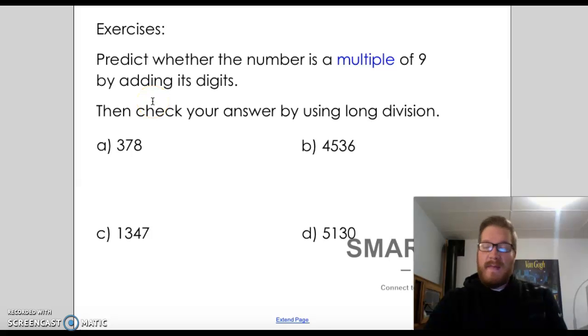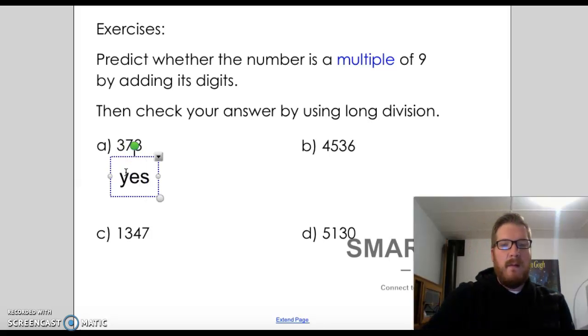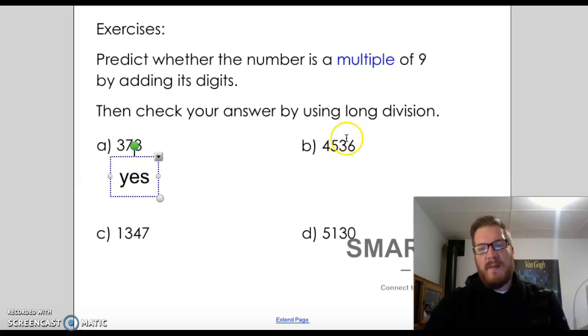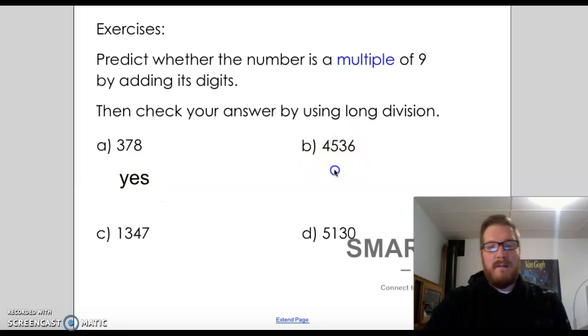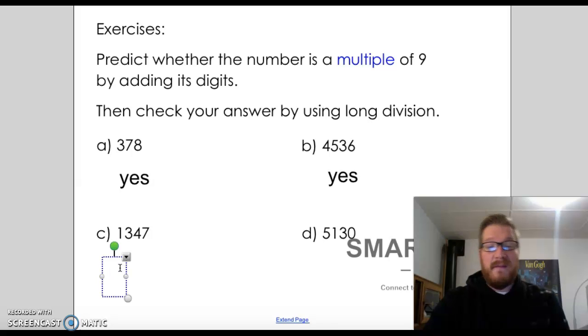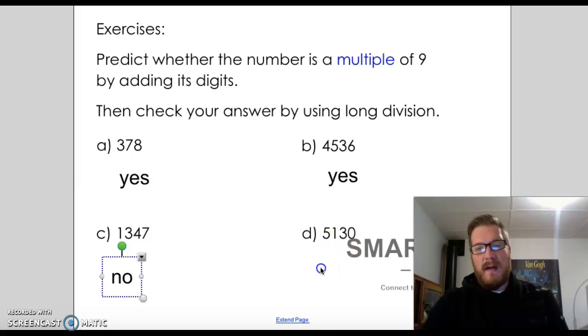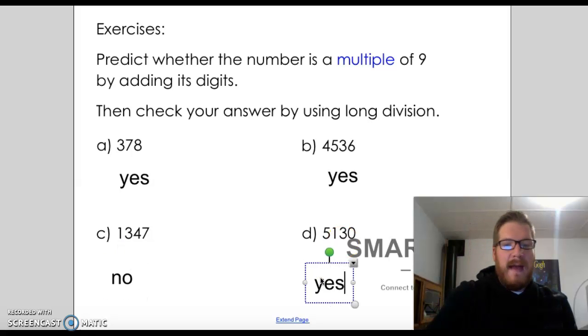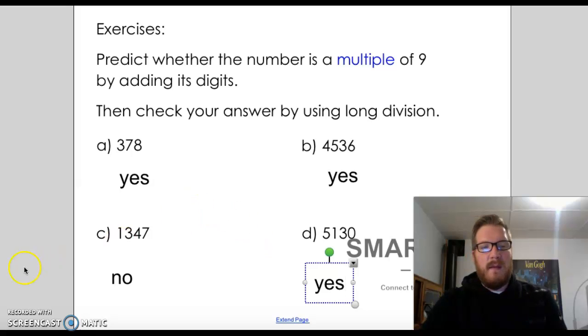So then we can use that idea about adding digits to predict whether a number is a multiple of 9. So you have 3 plus 7 plus 8, that's 18, and 18 is a multiple of 9, so yes, that one is going to be a multiple of 9. 4 plus 5 is 9, and 3 plus 6 is 9, and then 9 and 9 is 18. So yes, that's also going to be a multiple of 9. 1 plus 3 is 4, plus 4 is 8, plus 7 is 15, which is not a multiple of 9. And then 5 plus 1 is 6, plus 3 is 9. So yes, that number, 5,130, will also be a multiple of 9.